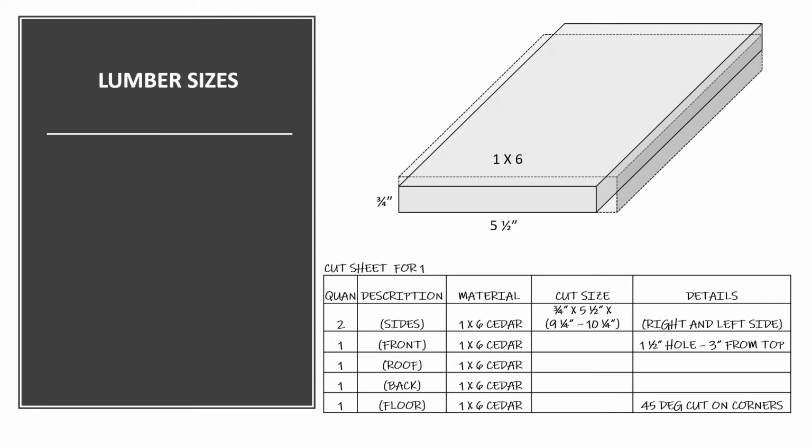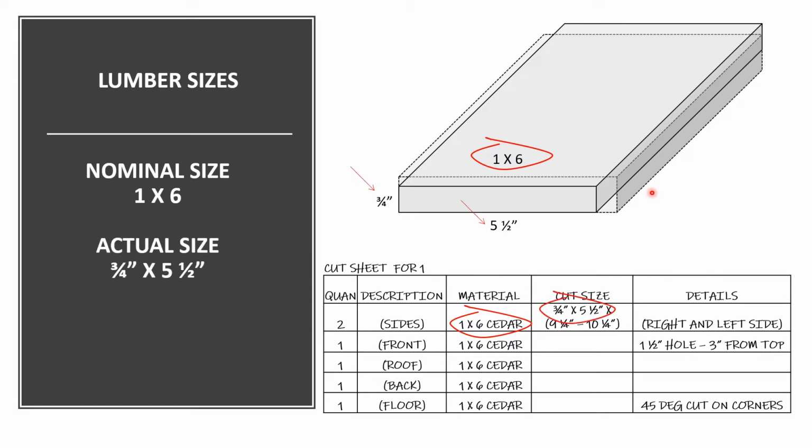On the last lesson, we talked about the size of the landscape timbers, and the nominal size of this would be 1x6 cedar. But actual size, again, I'll give you a visual effect, would be 3/4 high and 5.5 long. Why is that?